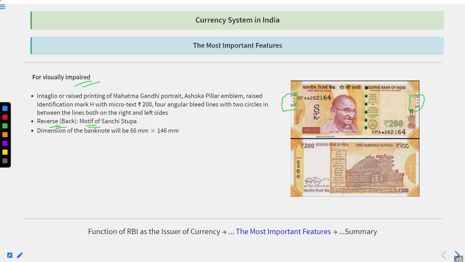Reverse back motive of the Sanchi Stoop. This one. Dimension of the banknote will be 66 mm into 146 mm.